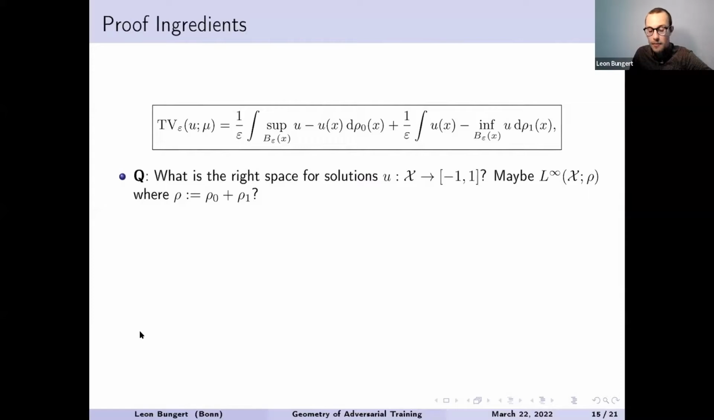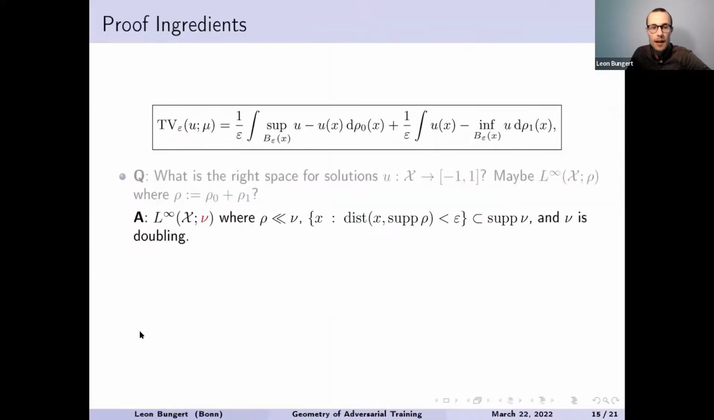Is it the space of bounded functions, or essentially bounded functions, with respect to this measure rho, where rho is the sum of these two guys appearing in the total variation? This might be a good guess, but it turns out that this is not the case. This is not the right space of solutions. What you have to do is work in a space with respect to a measure nu, which is somewhat bigger than the measure rho.